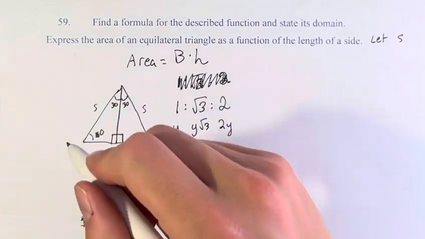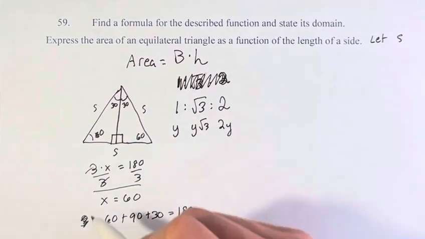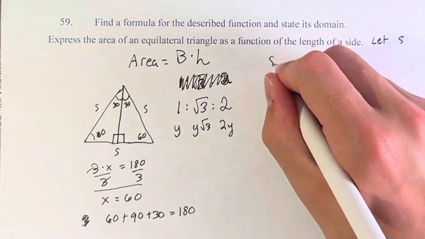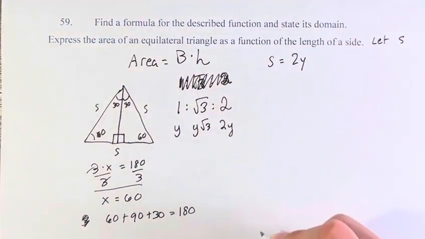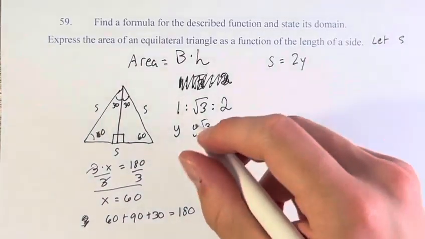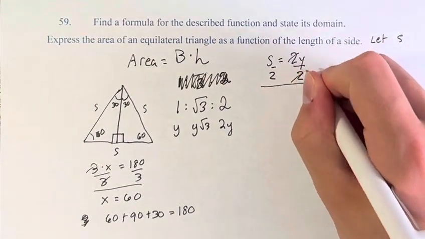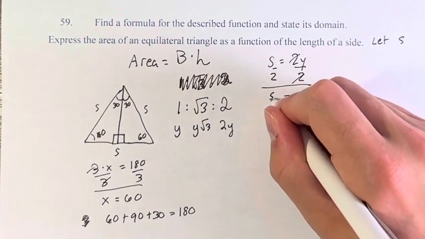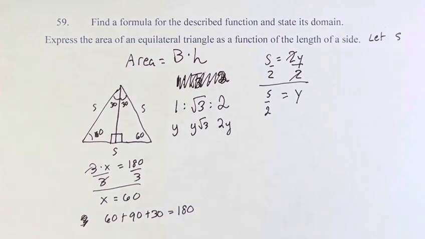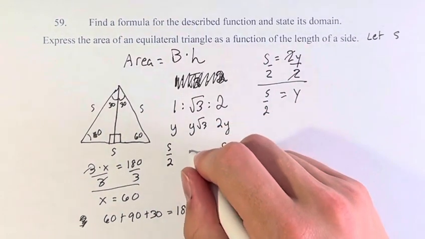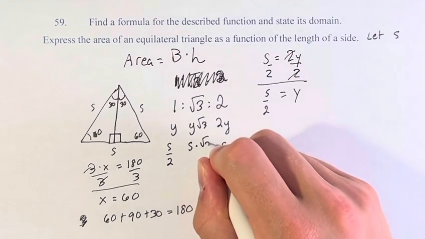Now, we know that the 2 in this is equal to s, right? That's the longest side, that's the hypotenuse. So therefore, s is equal to 2y. We want to solve for this, so we divide both sides by 2. This cancels, and we get y is equal to s over 2. So this is s, y is s over 2, and y root 3 is s times root 3 over 2.